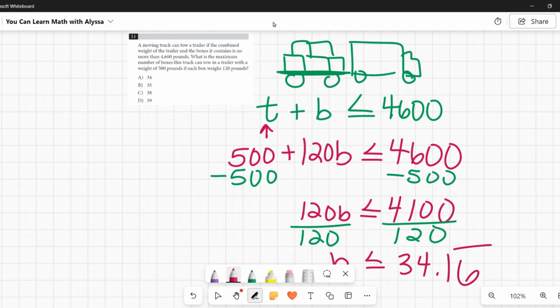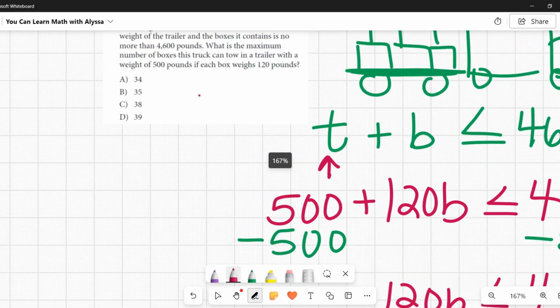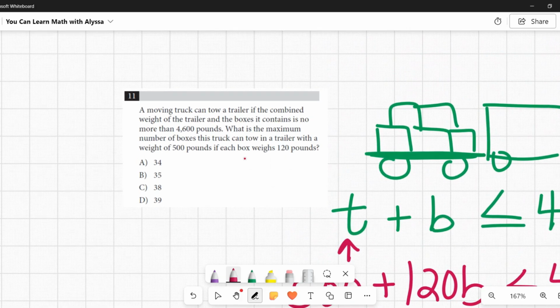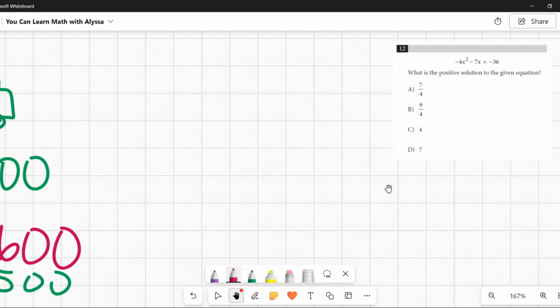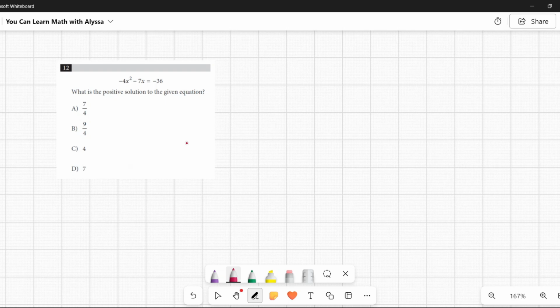So can it actually tow 34.16 boxes? Well, there's no such thing as 1/6 of a box. It doesn't happen. So what can it be? It has to be a whole number, and it must be less than or equal to 34.17. So it's just 34. And there is my answer. A is 34 boxes.